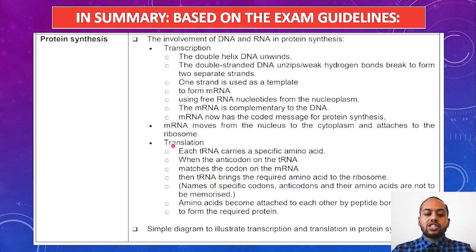Next process, translation. Each tRNA carries a specific amino acid. When the anticodon on the tRNA matches the codon on mRNA, then tRNA brings the required amino acid to the ribosome. The names of the codons, anticodons, and amino acids are not to be memorized, so please don't memorize any names of codons, anticodons, or amino acids. The names of the amino acids will always be given to you in the exam. Amino acids become attached to each other by peptide bonds to form the required protein.